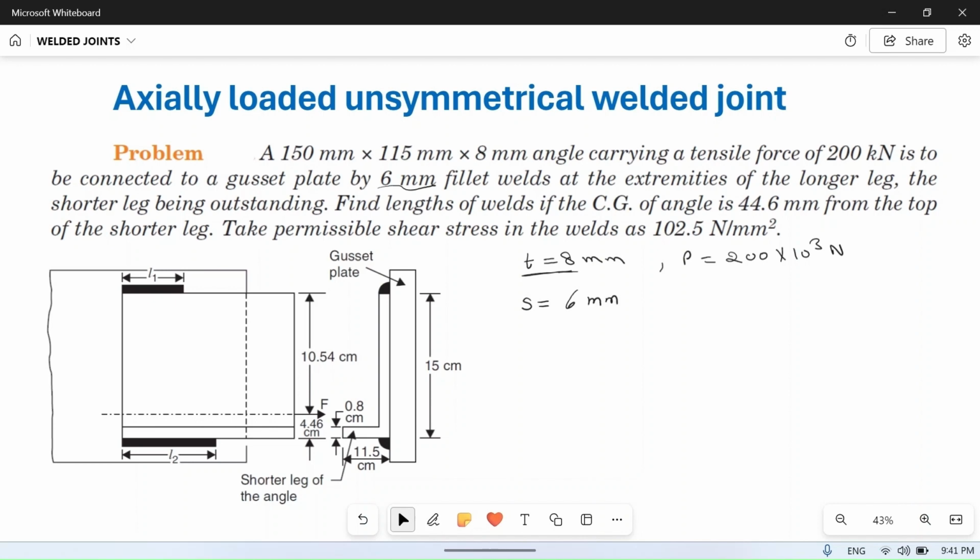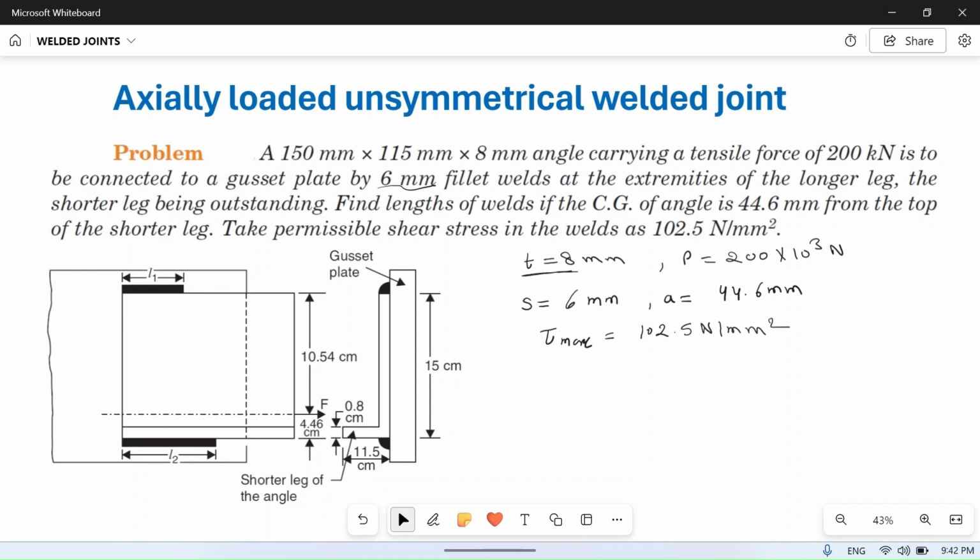Okay, and it is fillet weld at the extremities of the longer leg, the shorter leg being outstanding. Find length of weld if the center of gravity of the angle is 44.6 mm from the top. Suppose from the top distance is A, so A is equal to 44.6 mm. Take permissible shear stress in the welds as tau max, or tau allowable or tau permissible, is 102.5 Newton per mm square.